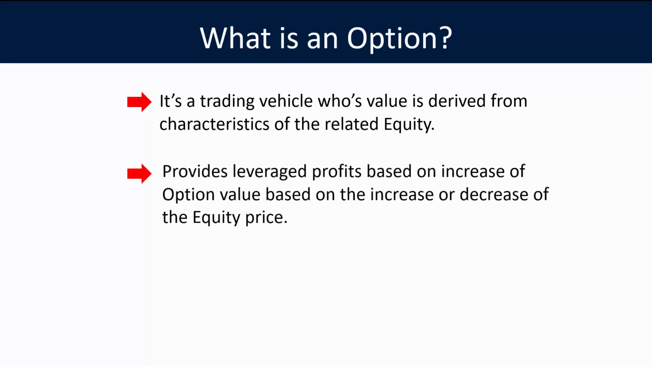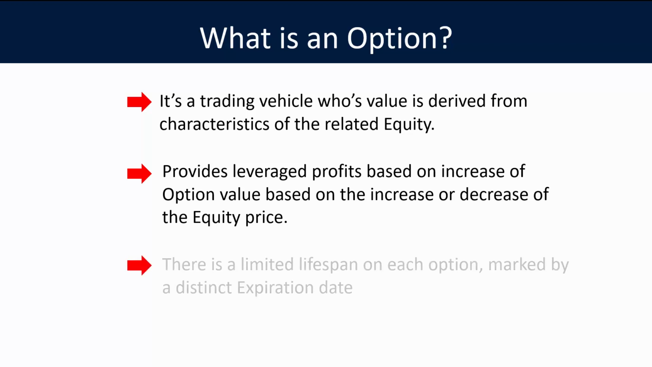The nice thing is an option provides leveraged profits based on the increase in the value of the option, depending on whether the equity prices go up or down. The funny thing is with options, you can actually make money if the value of the equity goes down, depending on whether you're holding the correct option. Or if you buy an option and the value of the underlying equity goes up, you can also make money. And we do this in a very leveraged way, so you're making money faster with the option than if you were just holding the stock itself.